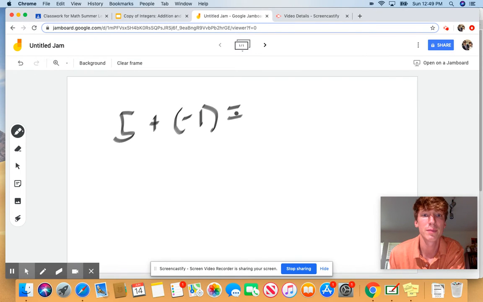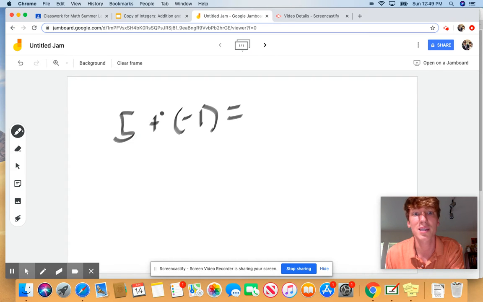Now what if we had 5 plus negative 1? Well, last time we added a positive. This time we're adding a negative. The signs are no longer the same, so we're not going to add it like normal. This is not going to end up being 6 like it was last time.